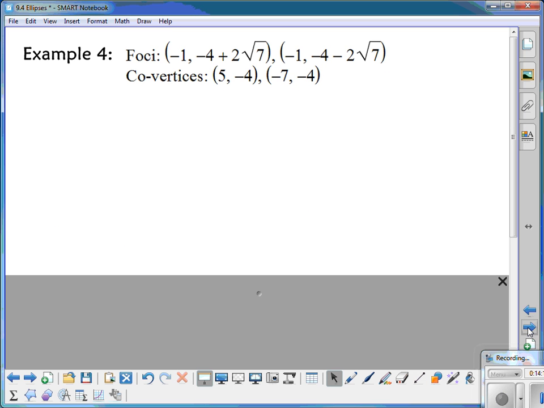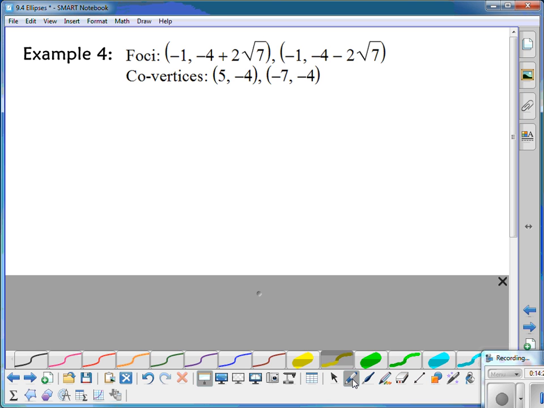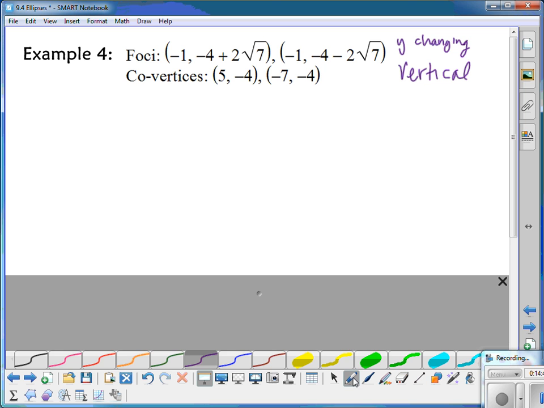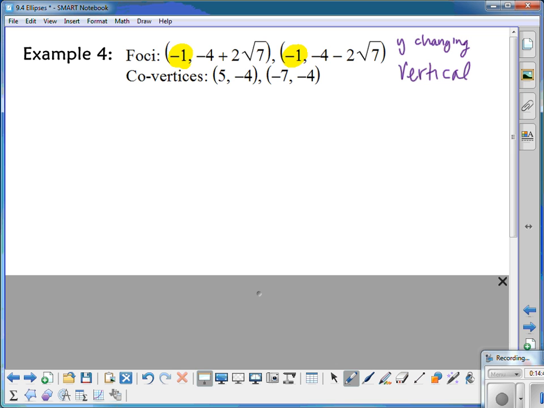All right, so now let's do one where all they give us is the foci and the co-vertices. I can still figure out if it's vertical or horizontal. The foci are on the major axis, and so what's changing here, my x or my y? The y is changing. And so if y is changing, it has to be vertical, right? And then I can look and see what's not changing on each of them. On the foci, the x is -1 and it doesn't change, right? Because we're going up and down. So I know my center, the x, has to be -1.